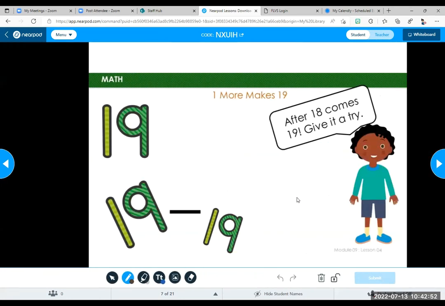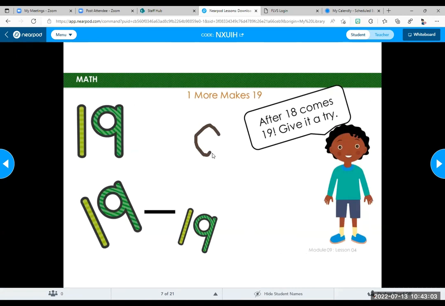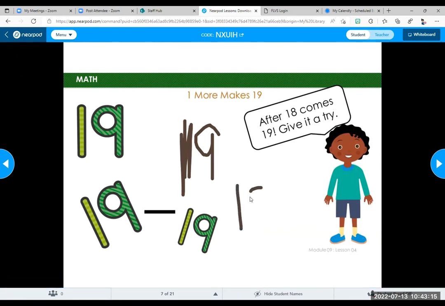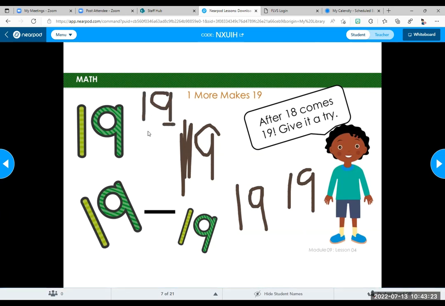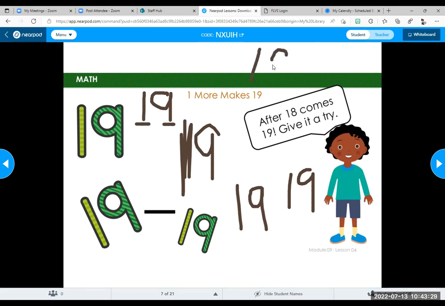Let's do the next number. Okay. La próxima is 19. So look at this. It's 19. Escríbelo aquí. 19. Make sure you have your 9 in the ones place and your 10, that 1 10 that we made, in the tens place. So it looks like a 1 and a 9.